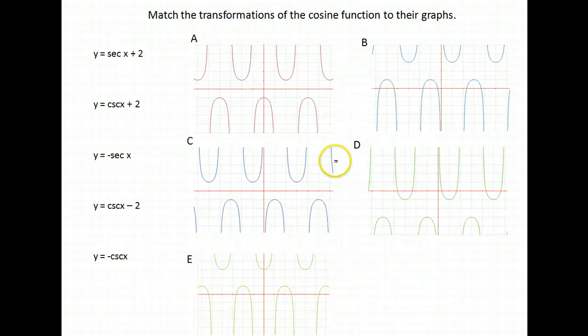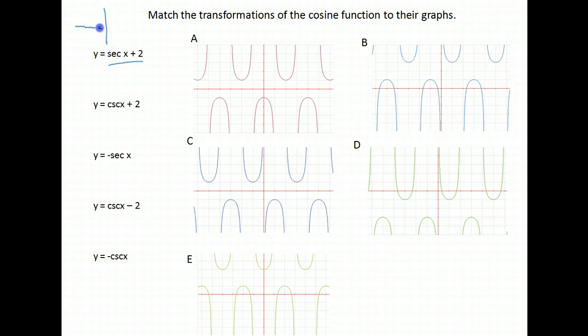Okay, let's do some matching with secant and cosecant. Notice, I want you to notice none of these have been shifted right or left. Okay, so that's important. So let's take a look. Y equals the secant of x plus 2. Okay, so what should secant look like?